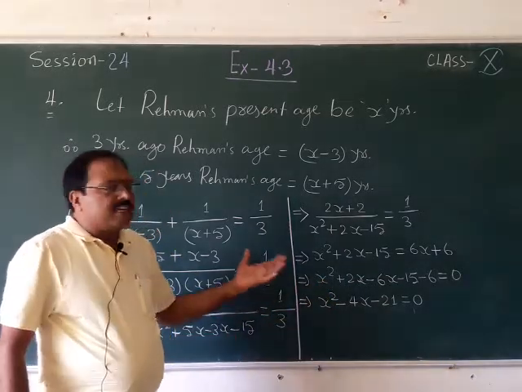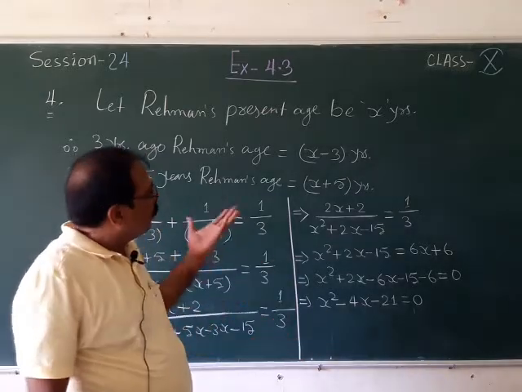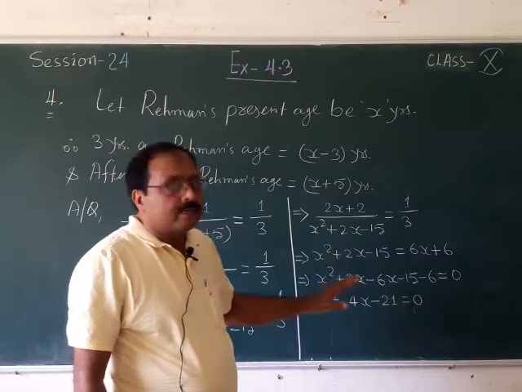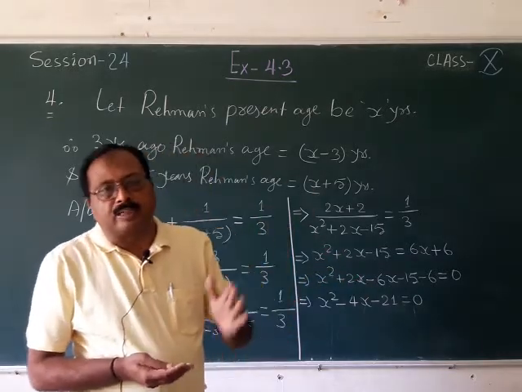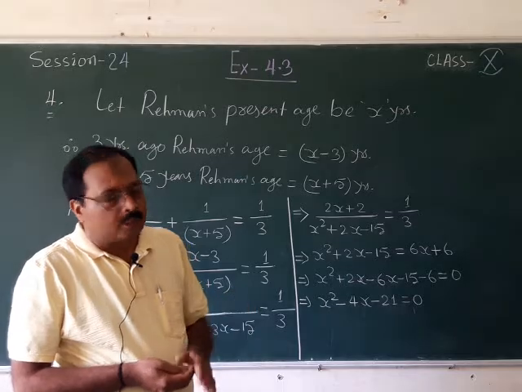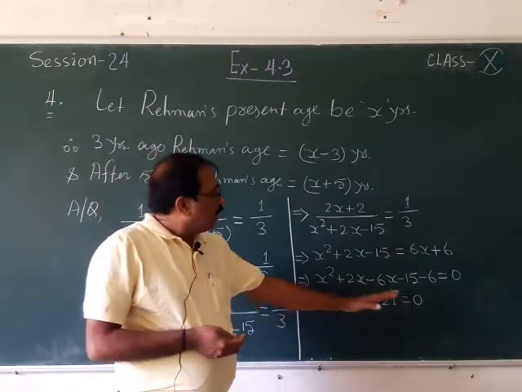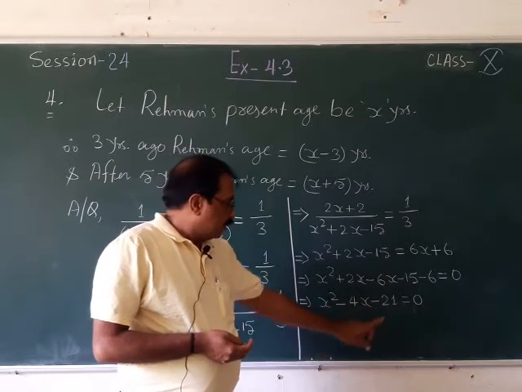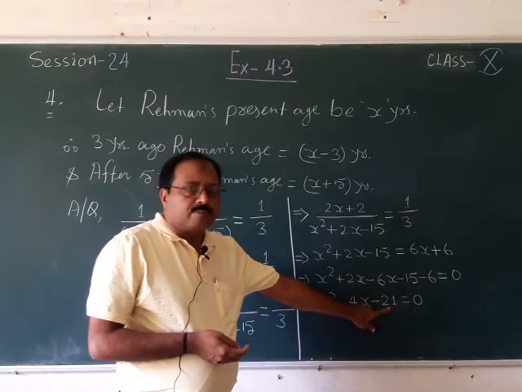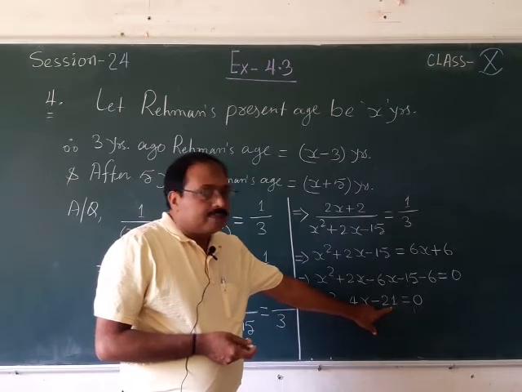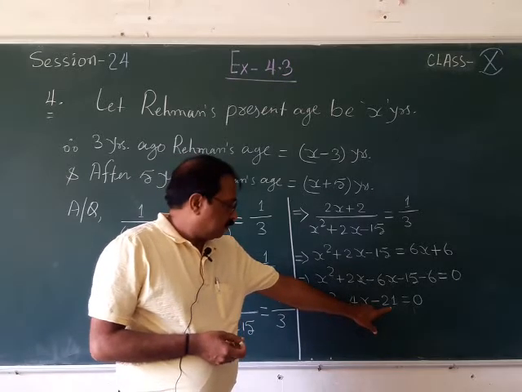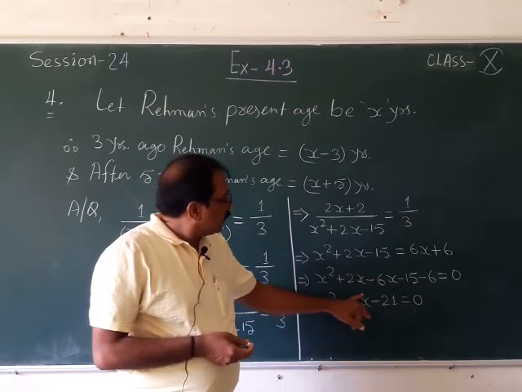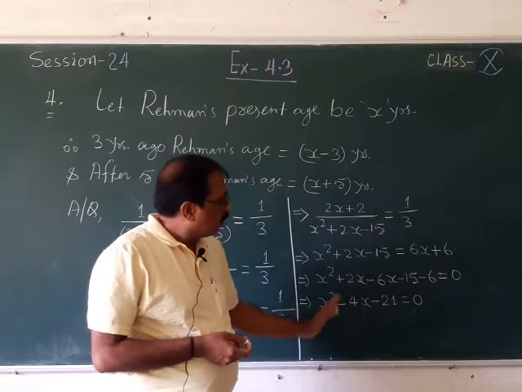Now you can apply any of the methods to solve it, because it is not mentioned by which method you have to solve. So you can apply either the factor method, or you can apply the quadratic formula to solve this equation. So here first of all I am going to check whether I can factorize it or not. So here 21 is there, so 21 can be factorized. Here 7 into 3 gives you 21, and minus 7 and plus 3 will give you minus 4, so I can factorize it.